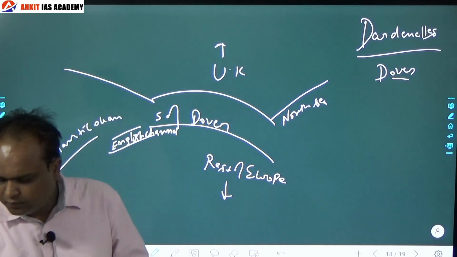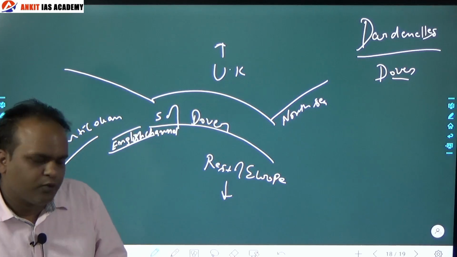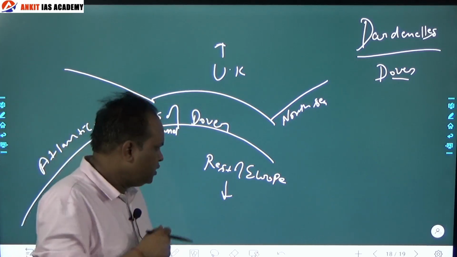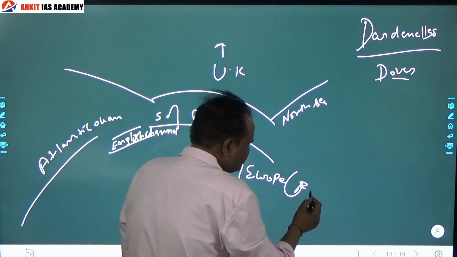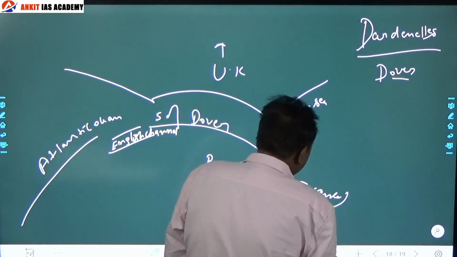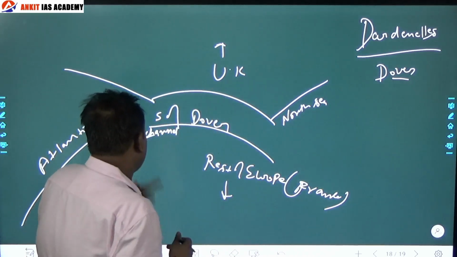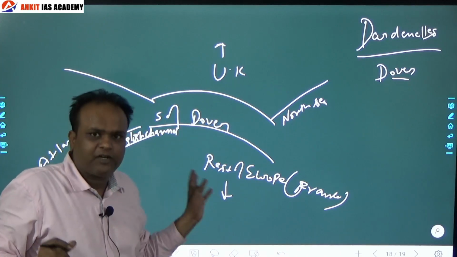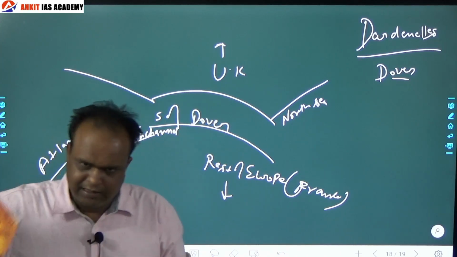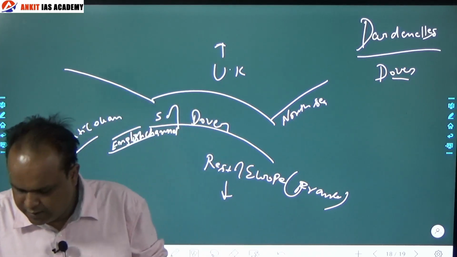Strait of Dover is located between UK and rest of Europe, or you can say France. It connects North Sea and Atlantic Ocean through English Channel. English Channel is also available. Strait of Dover is not available in your atlas, but it is available in Red Atlas.